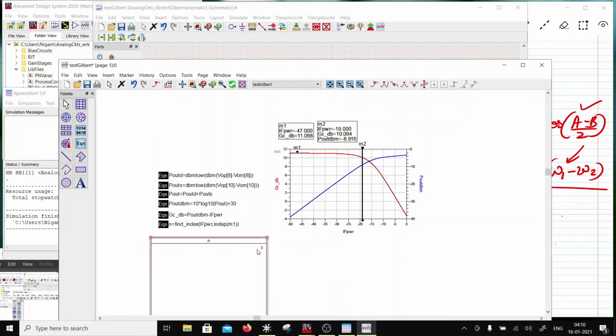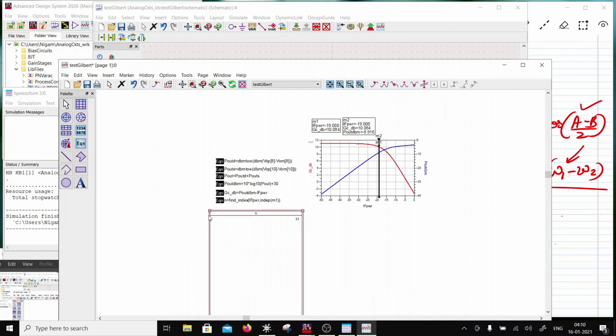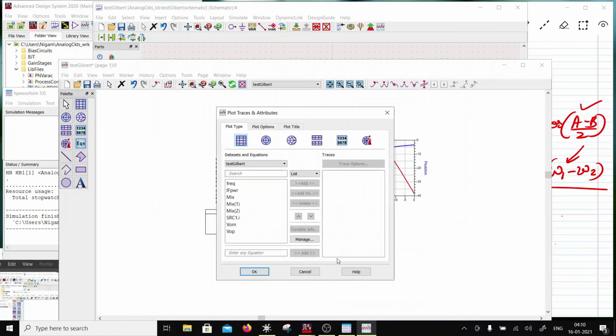Okay, so I'm at the index of 3 here, right? So you see 4, 5, 6, 7, 8, 9, 10, 11, right? So let's see the compression. So at this point the index is 31. So here the mixer is 1 dB compressed. Okay, so I can display the output, right? So it will be VOP.